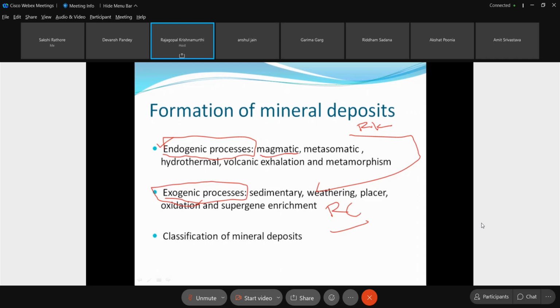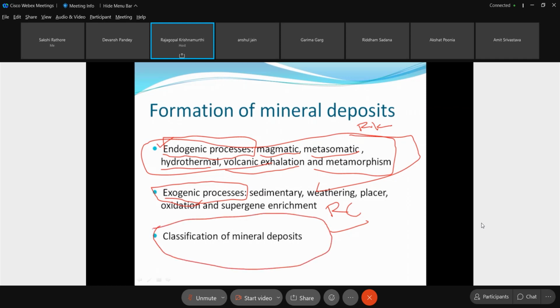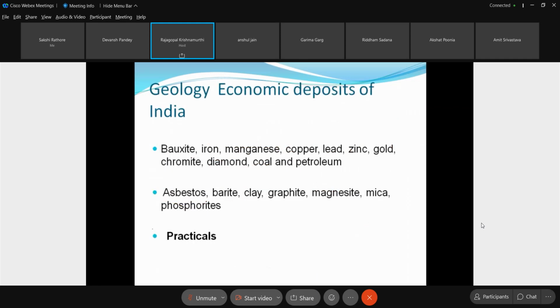I will talk about the magmatic process, metasomatic process, hydrothermal process, volcanic exhalations and metamorphism, all high-temperature processes. They all take place at more than 600 degrees Celsius, 300 degrees Celsius, 400 degrees Celsius, and you can go up to 1000 degrees Celsius, at different depths, starting from very close to the surface up to 3 kilobars, 5 kilobars, 10 kilobars. Classification of deposits, let me see whether I can teach or you teach. We will classify after studying.